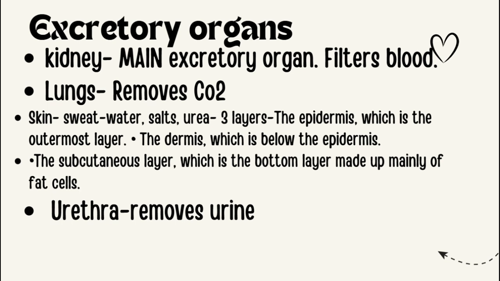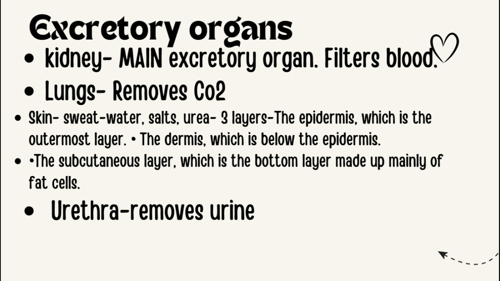Okay, so basically now as it relates to excretory organs, the main organ that we're really focusing on is the kidney. The kidney is the main excretory organ, and it is what filters out blood and allows the waste to pass out through the urine. Even though the kidney is the main excretory organ, we also have other organs within our bodies that excrete different things.